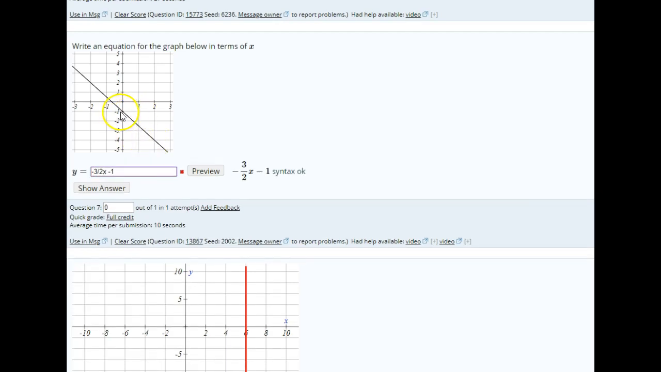So I'm going to double check. There's my y-intercept, which is the -1. And then the slope, again, I could go up 3, 1, 2, 3, to the left 2. So that's +3, -2. Or I could have went down 1, 2, 1, 2, 3, and to the right 2. Still -3/2.